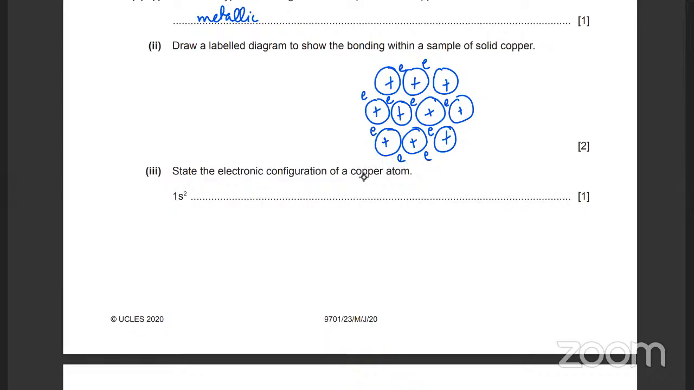So copper, remember copper and chromium, they're two special cases. The original electronic configuration according to the Aufbau principle is 1s2, 2s2, 2p6, 3s2, 3p6, 4s2, and then 3d9. But copper is a special case. Instead of having 4s2 as the stable electronic configuration, it actually has a different one as the stable one.